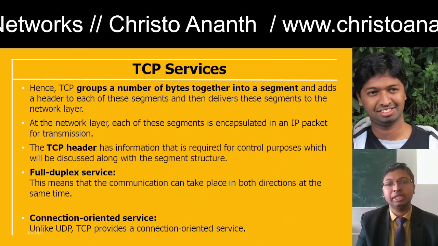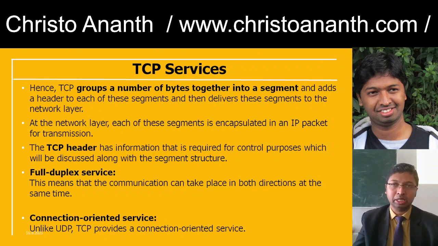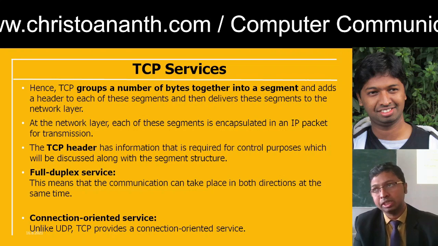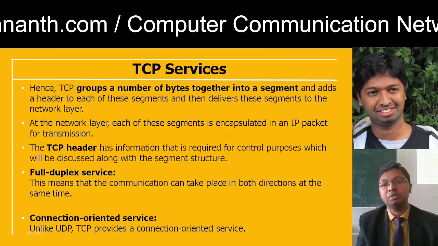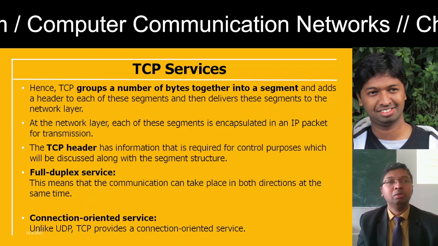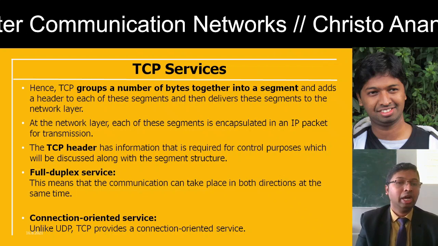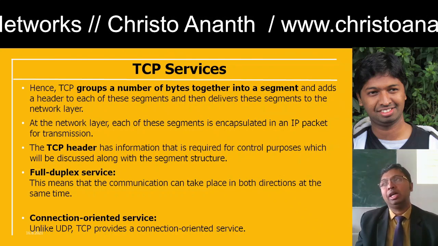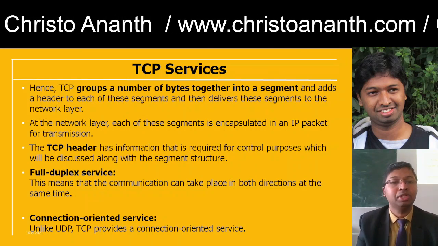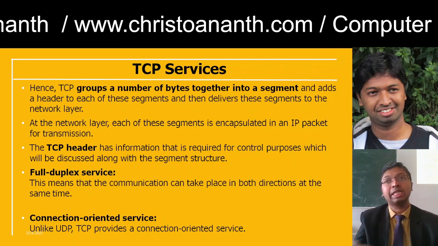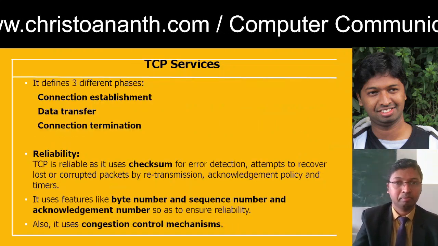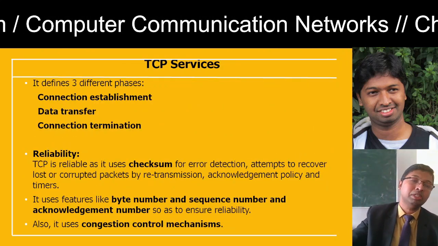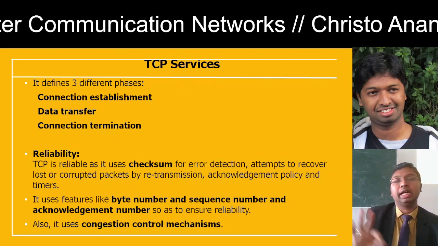The TCP header has information that is required for control purposes. For example, take the case of full duplex service, which means that communication can happen in both directions. And of course, you have connection oriented service. UDP is a connectionless protocol, but TCP provides connection oriented service. Here we have three phases: connection establishment, data transfer, and then connection termination.